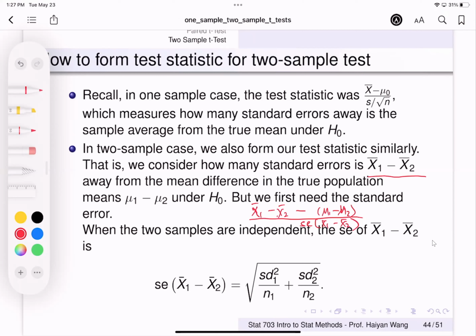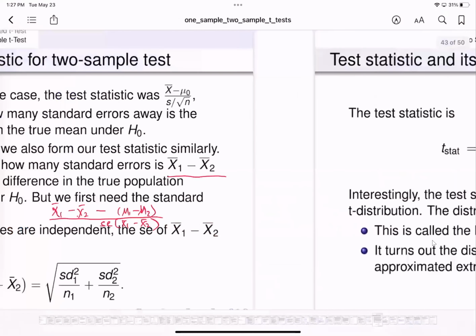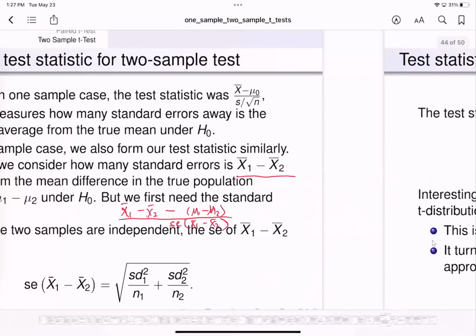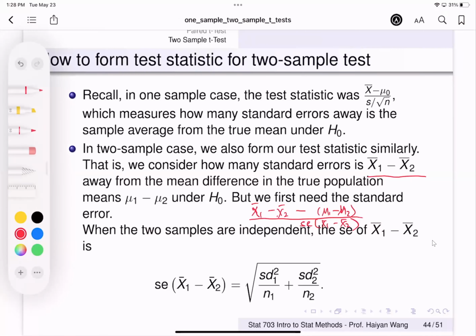And for the variance of x1 bar, that's sigma squared from the first population, and the variance of x2 bar is sigma 2 squared from the second population. Okay, the statistic. So originally, this part would be sigma 1 squared, and this part would be sigma 2 squared, because the variance of x1 bar is equal to sigma 1 squared over n1. The variance of x2 bar is equal to the variance from the second population divided by n2.